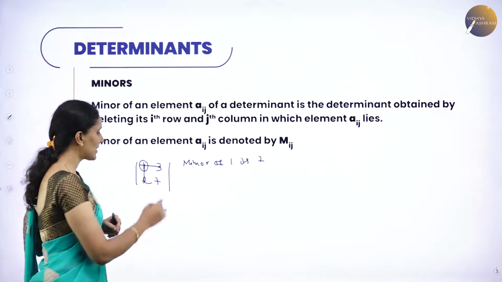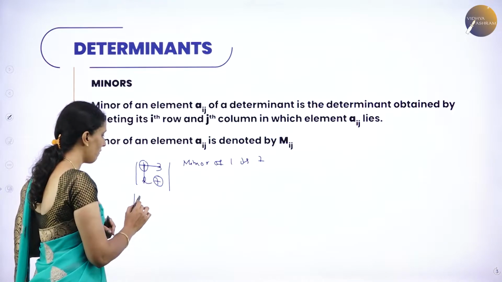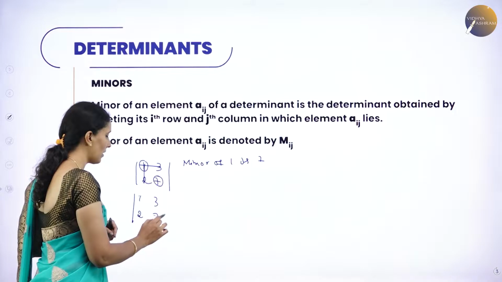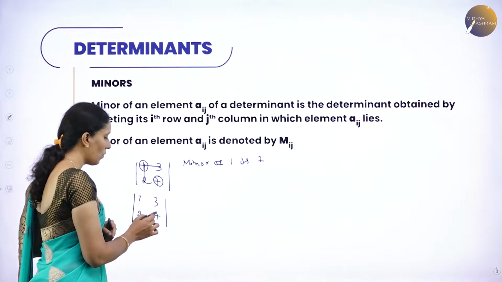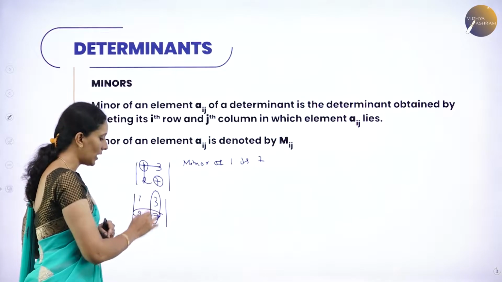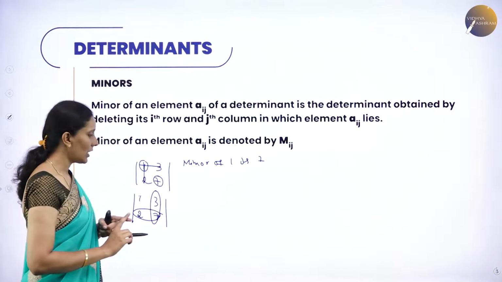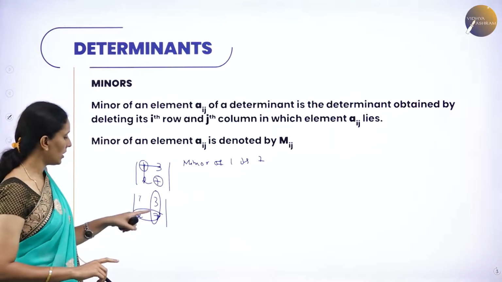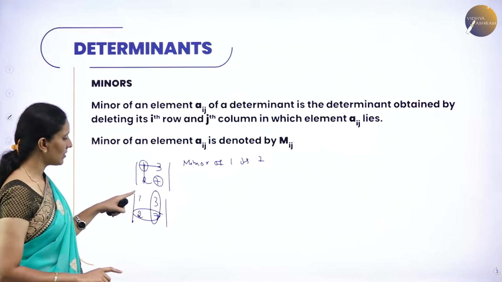Suppose I take 7 here, in the matrix 1, 2, 3, 7. Similarly, what is the minor of the element 7? Delete the row and the column containing 7 and write the remaining element. So here the minor of 7 is 1.